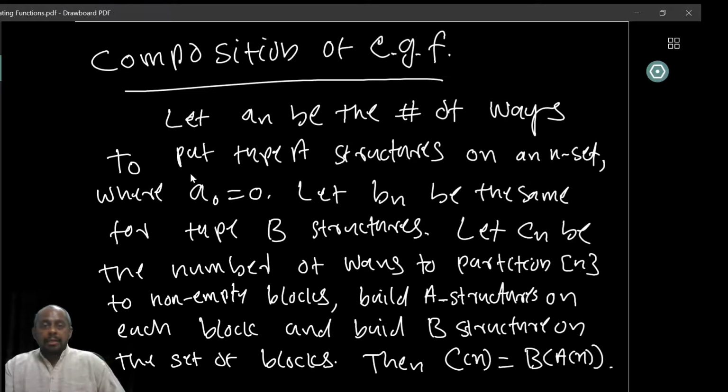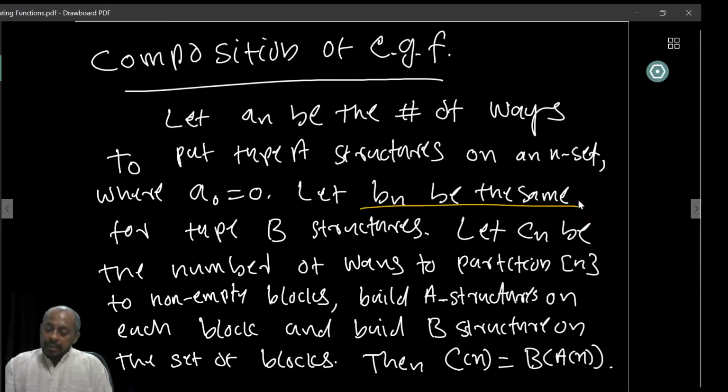If you thought about why, it is because when we were substituting, if a_0 is non-zero, then you can make non-empty structures on the empty set. Then when you substitute, you will see that this term will keep on calling itself, and then you will get infinity. So you are not going to get convergent functions. Therefore, we will assume that a_0 is 0. We cannot make the type of structures that we are looking at on the empty set.